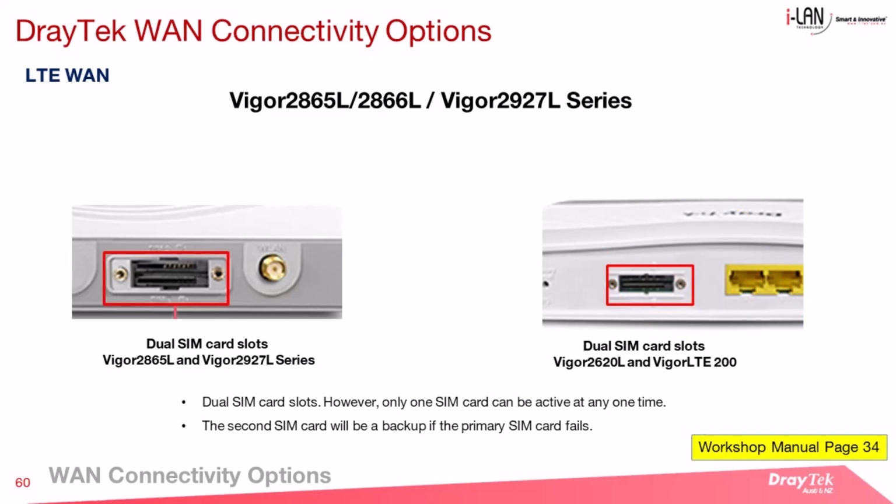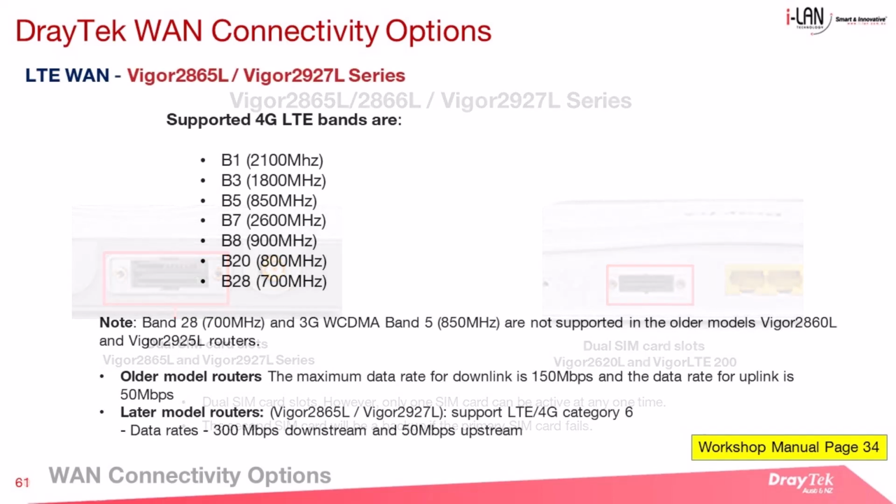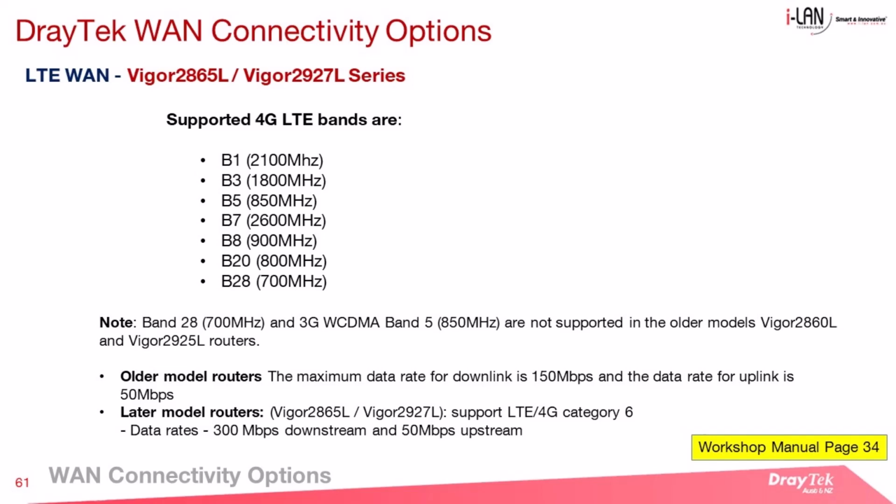And as mentioned, where you get 2 SIM card slots, and one is the primary, one is the secondary, you can't have both of those online at once, just one will act as a backup to the other. Supported bands, if you're interested in that, you'll find it on page 34 in the manual. I won't go into detail with that, that's a bit boring.